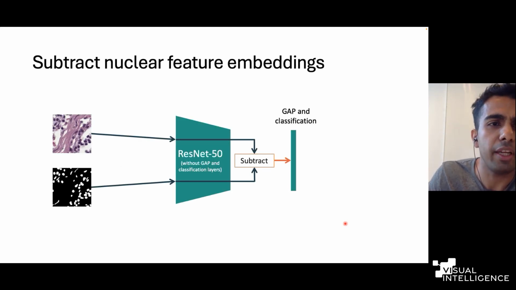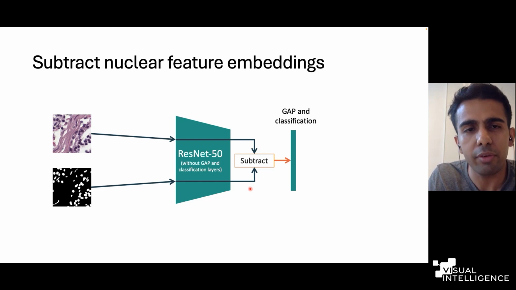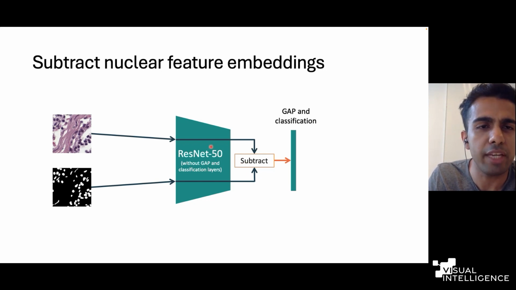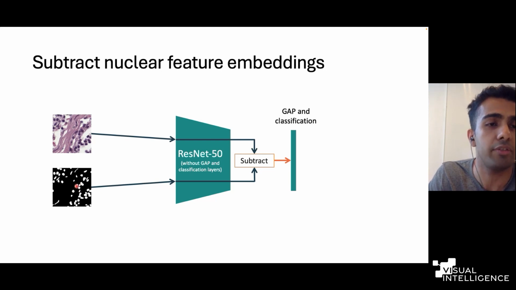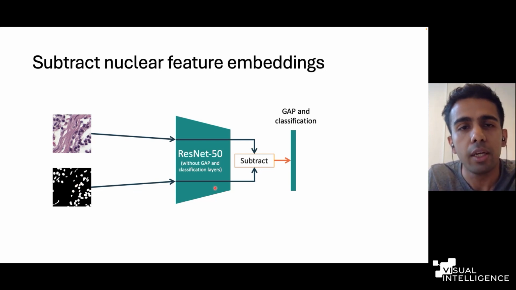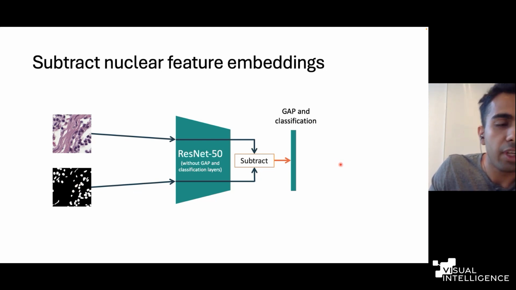So the first one is by subtracting the embeddings. What we do here is the opposite of what we do in training. Instead of reducing the L2 distance between these two, you take the embedding of the original image that you want to test on, and its nuclear segmentation mask, and then you subtract the embeddings. The idea is that you have removed information about the nuclei from this image, if the network really is learning features that are very similar to this image, which is what L2 distance is trying to do. And then you check the accuracy.